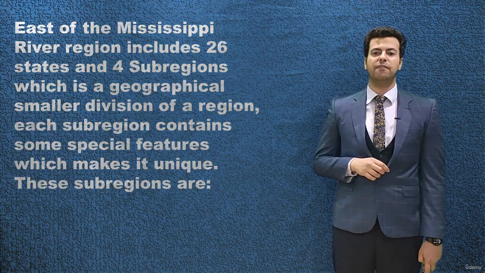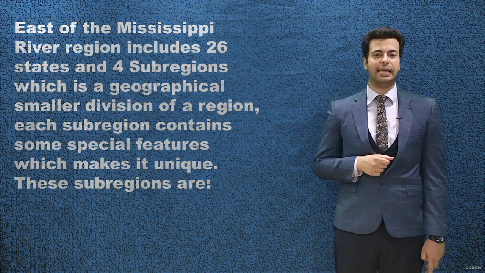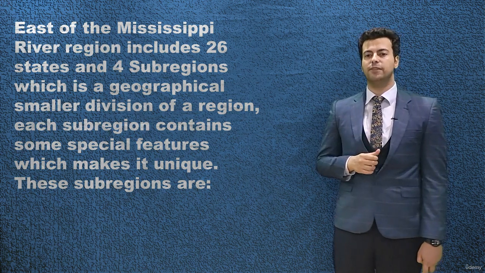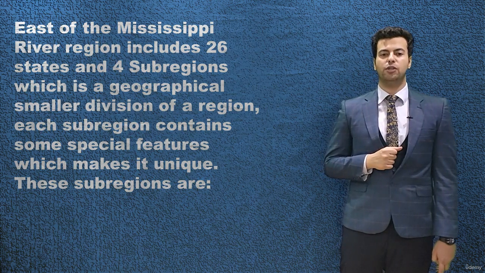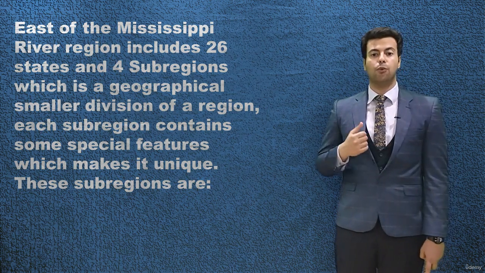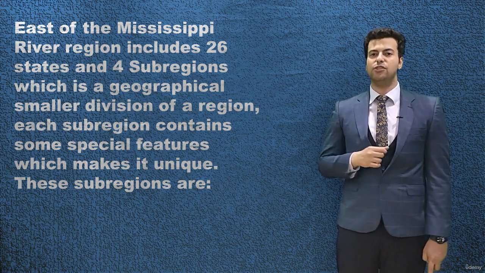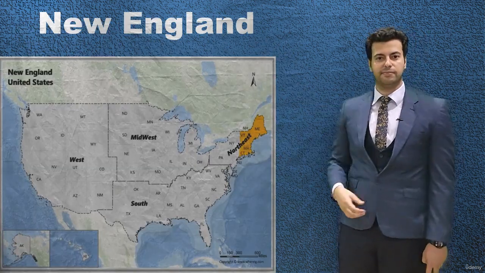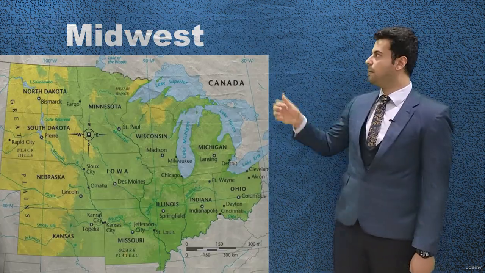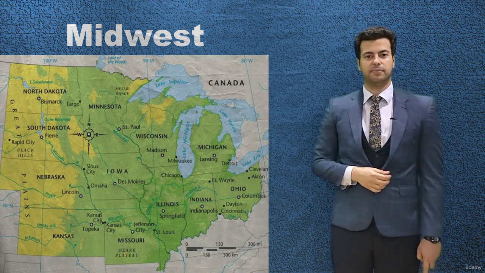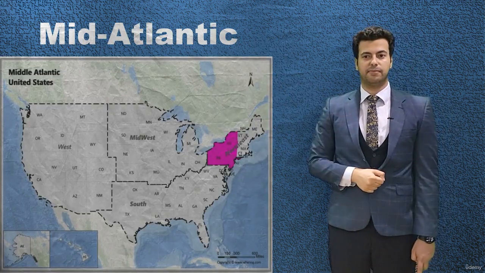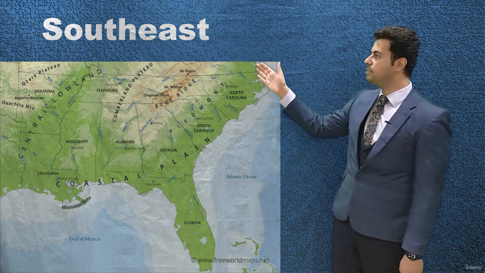East of the Mississippi River region includes 26 states and 4 subregions, which is a geographical smaller division of a region. Each subregion contains some special features, which makes it unique. And the regions that we are going to study are as follows: New England, the Midwest, Mid-Atlantic, and the Southeast.